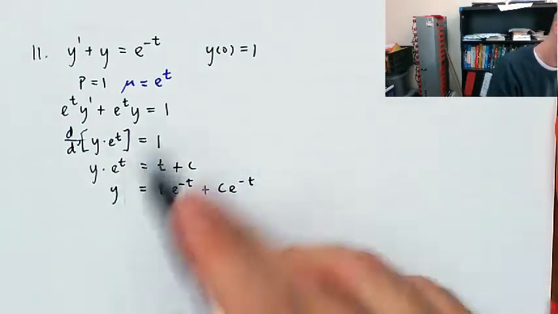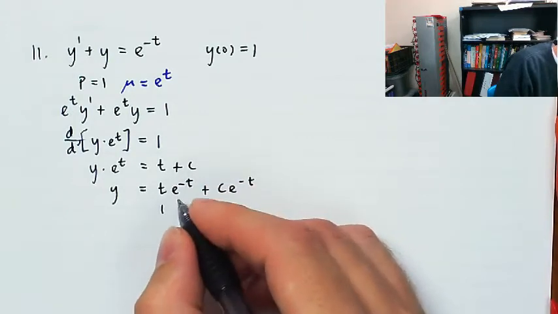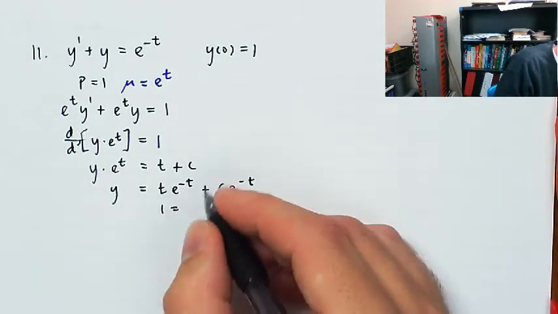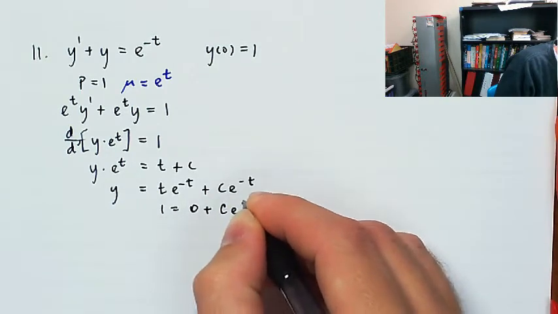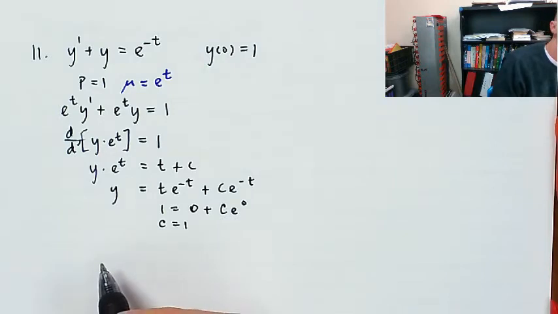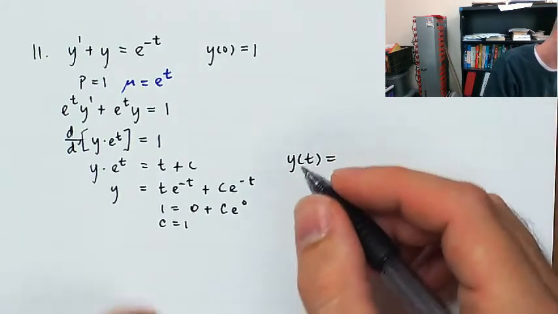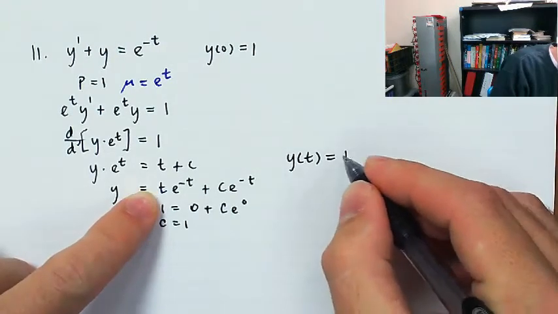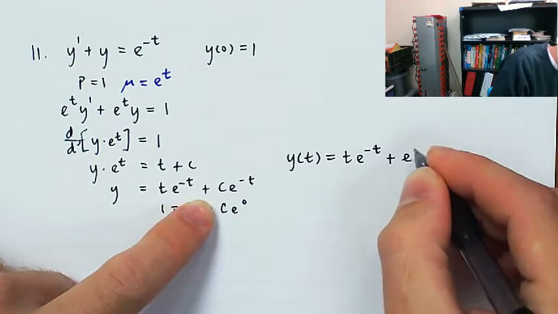And then I'm going to plug in to find my value of c using the initial condition. So y is equal to 1 when t is equal to 0. So that's 0 plus c e to the 0. That's telling me c needs to equal 1. And my particular solution is going to be y of t equaling t e to the negative t plus 1 e to the negative t.